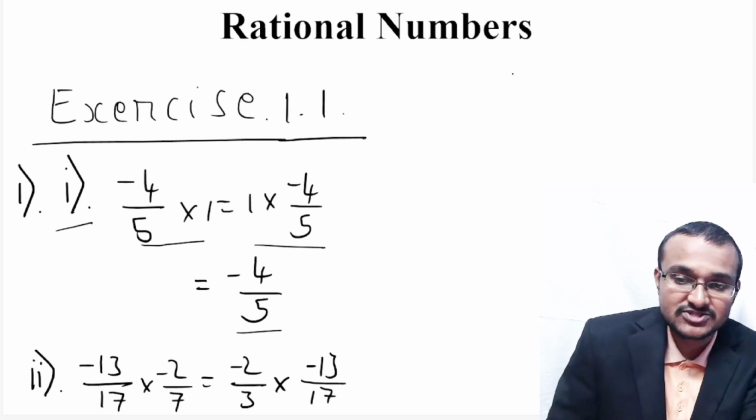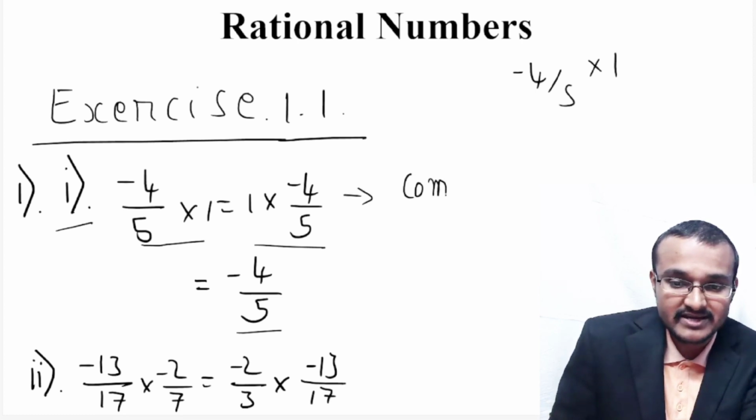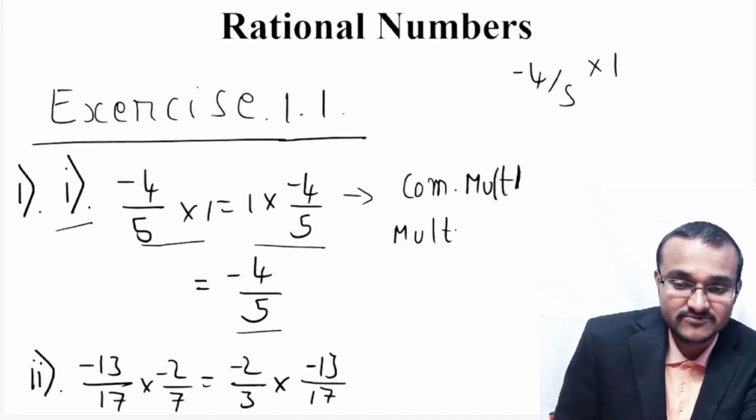Here they are multiplying minus 4 by 5 with 1, so again they are getting the same answer. So this is the commutative property under multiplication, and this can also be written as multiplicative. Here 1 is acting as the multiplicative identity as well.